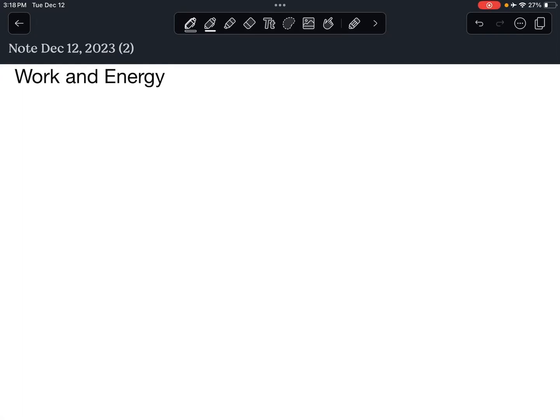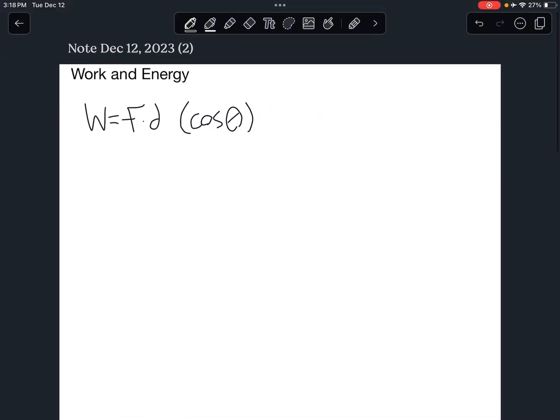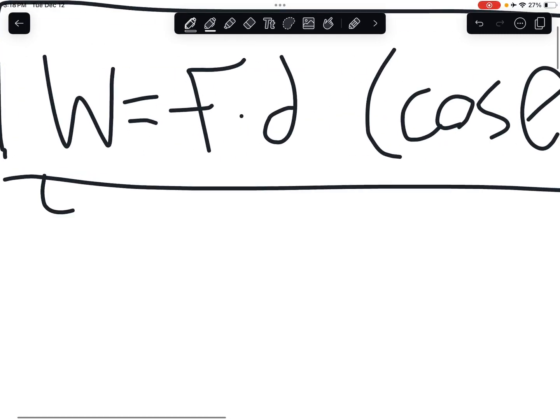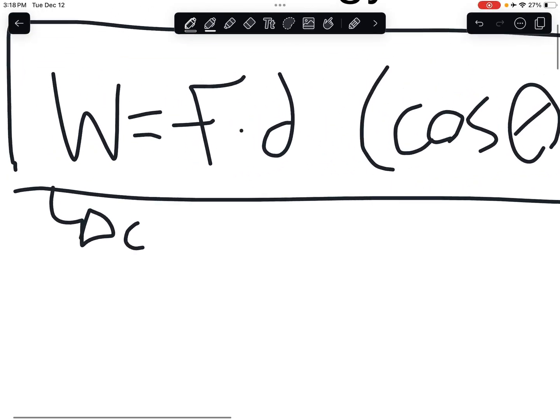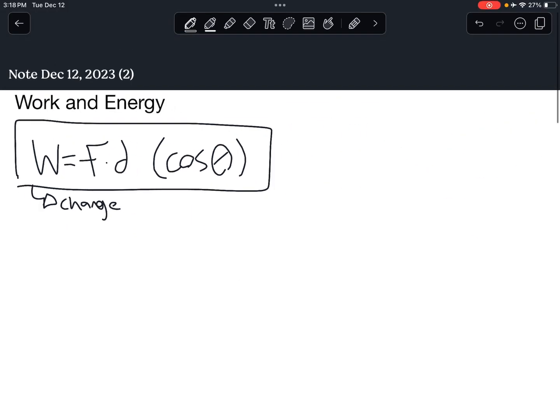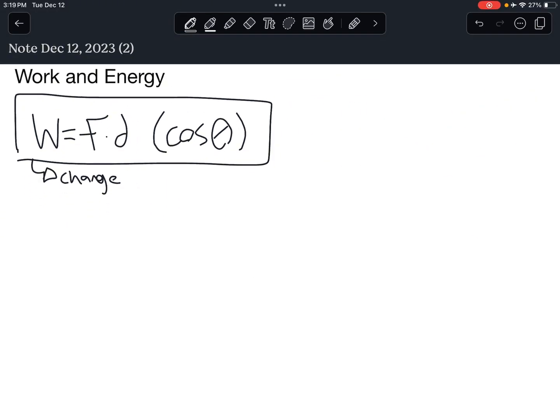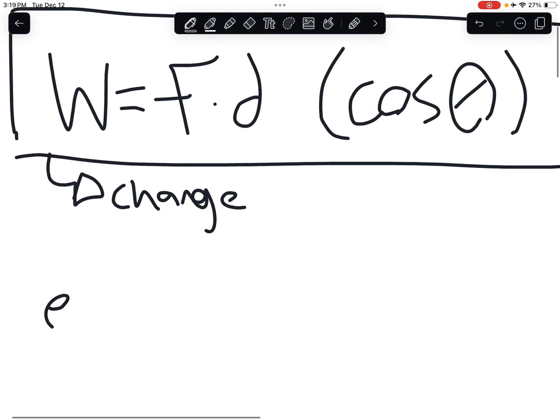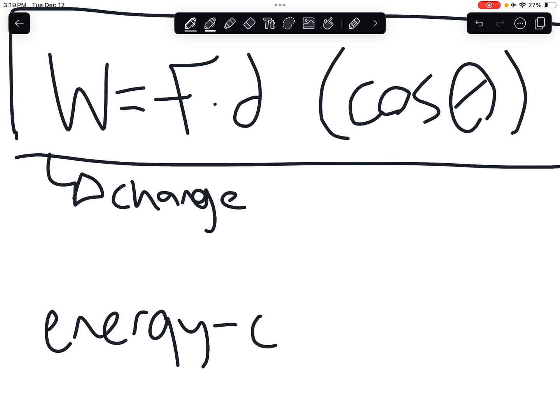Alright, so these are the concepts that you should know for our test tomorrow on work and energy. Work is force times displacement in the direction of that displacement, which you can find with cosine of theta. And this is the main thing that we are focusing on. Work is basically the change in energy of a system, and this is going to be what most of the questions are about. Energy is related to work, and energy is just the capacity to do work.